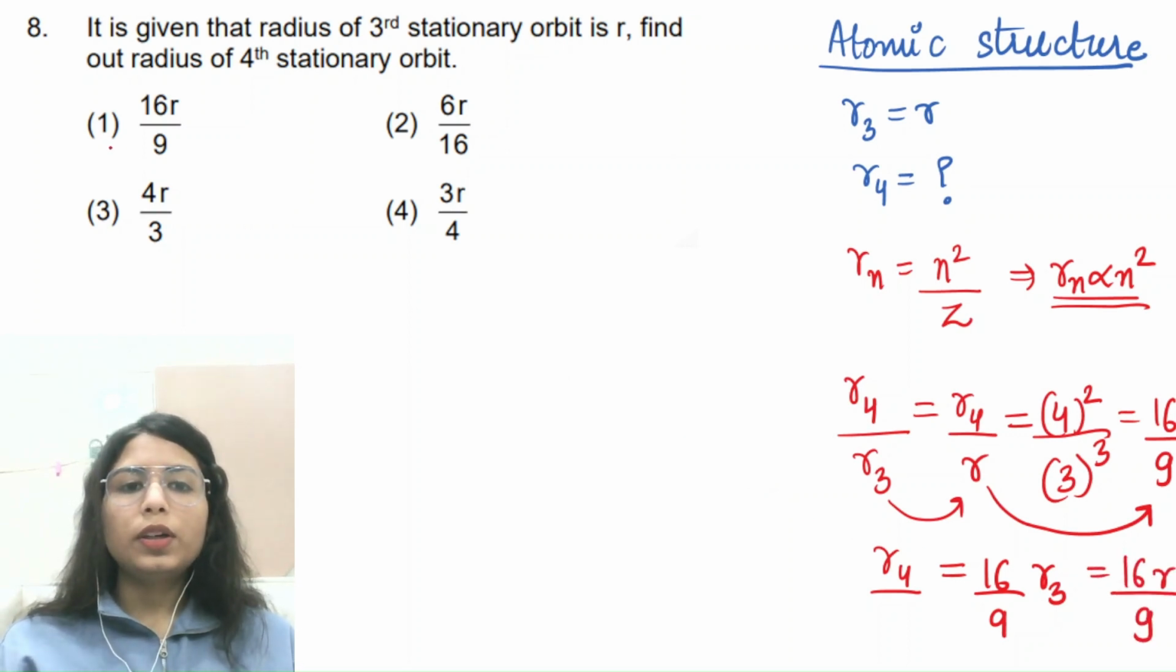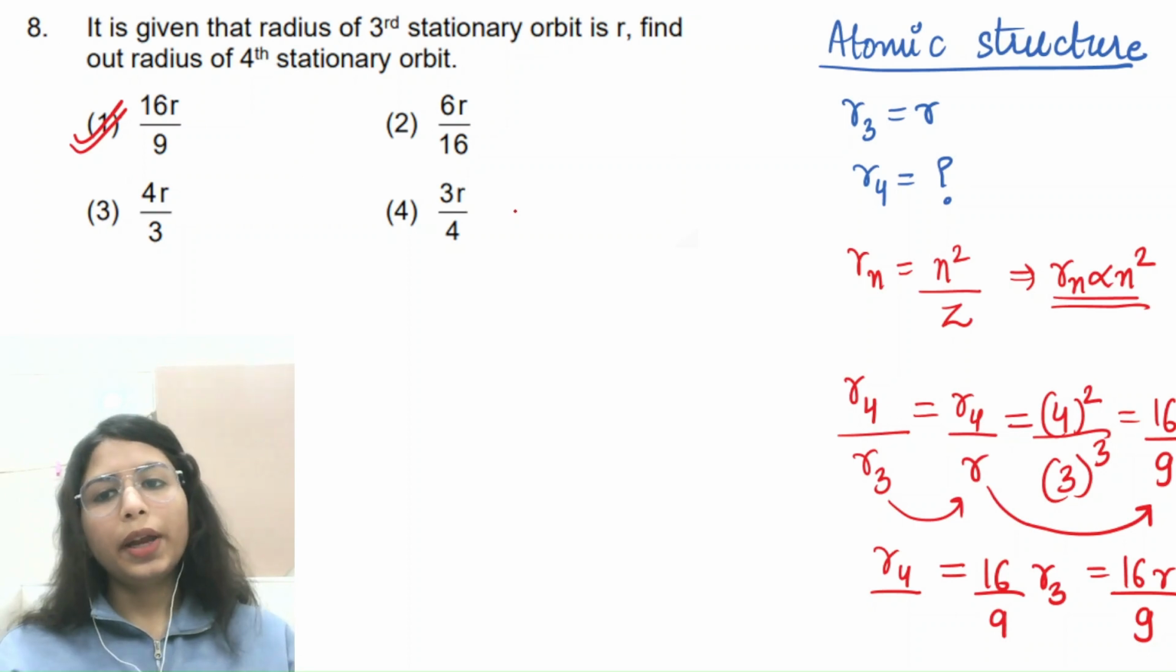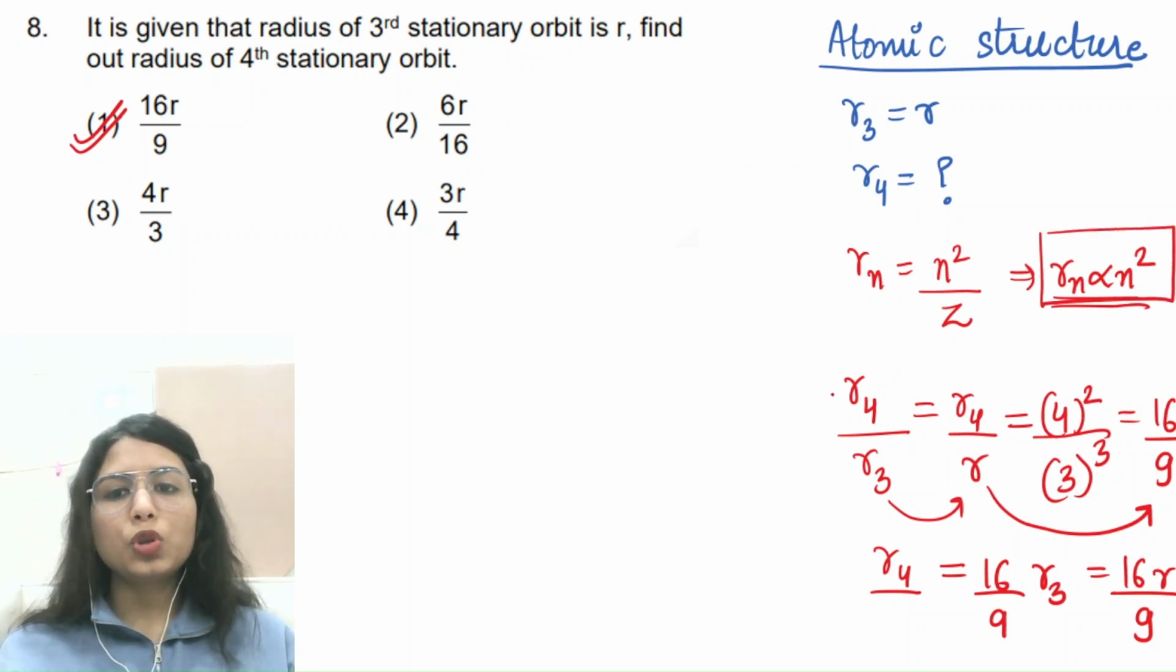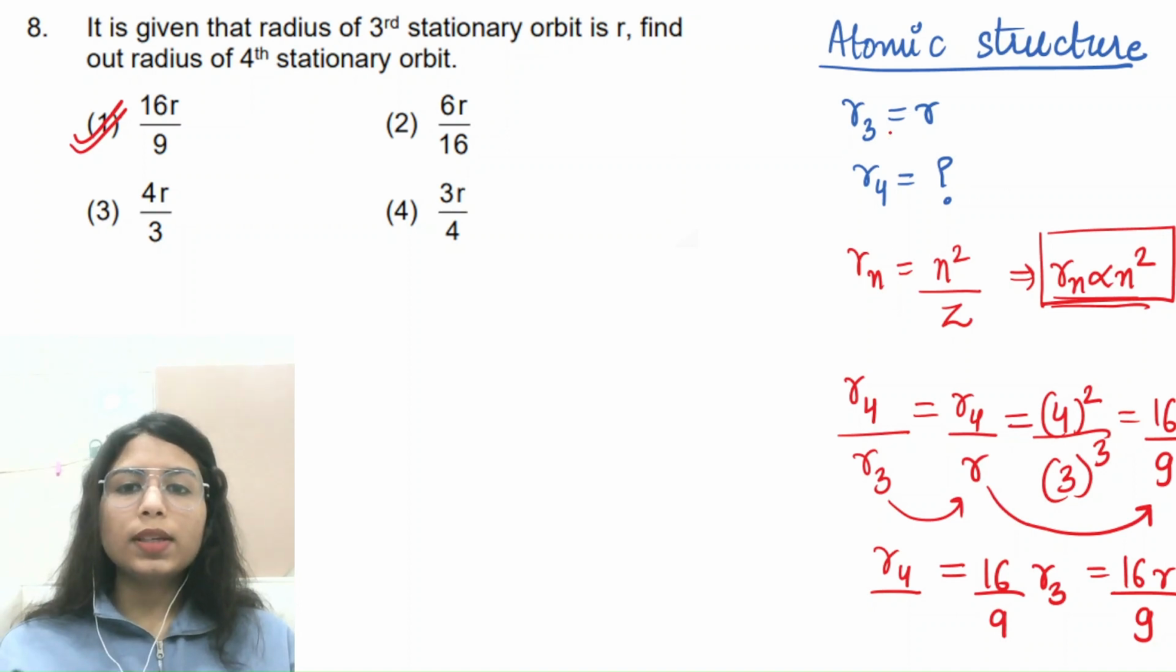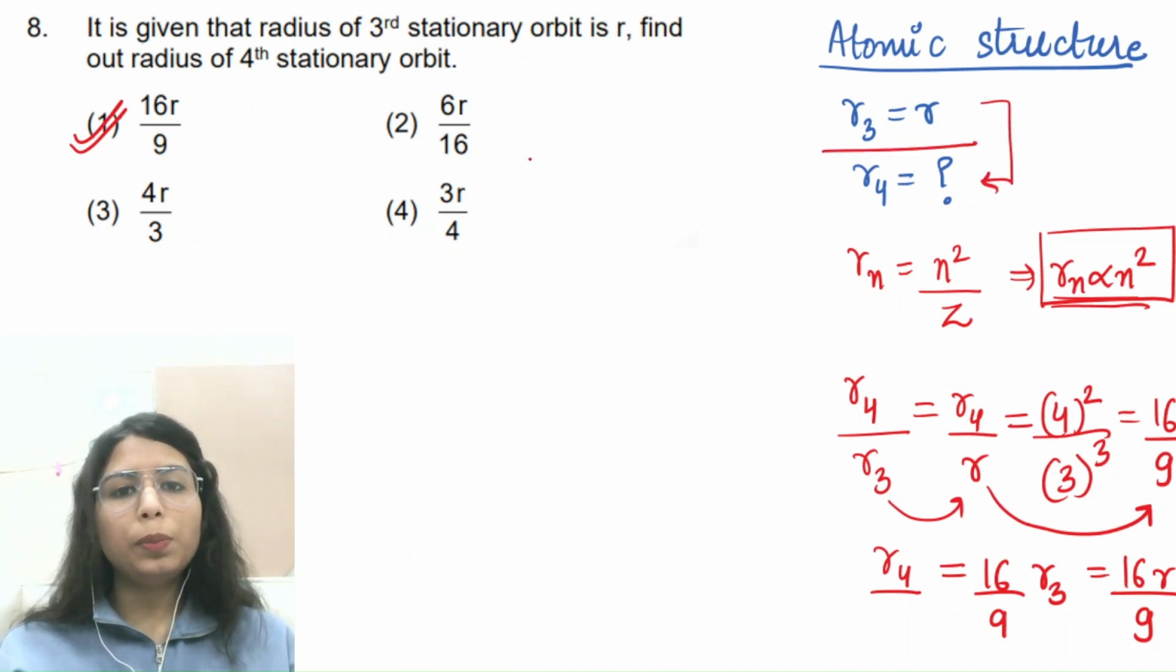So here the correct option would be 16R by 9. So that's how you are going to do your 8th question. Here you just need to see that Rn is directly proportional to n squared, and using this you simply take the ratios of these two radii and you will be able to find the value for the 4th stationary orbit in terms of R.